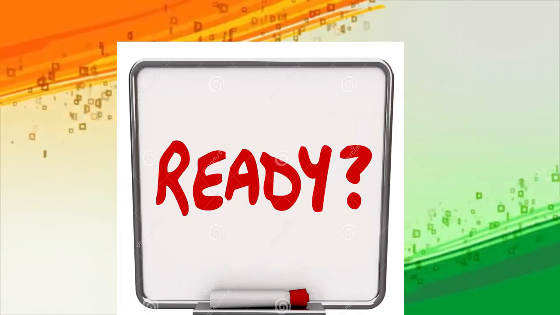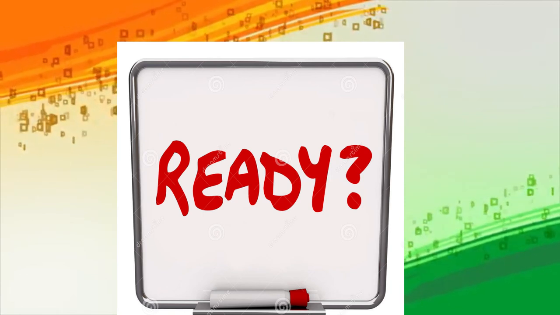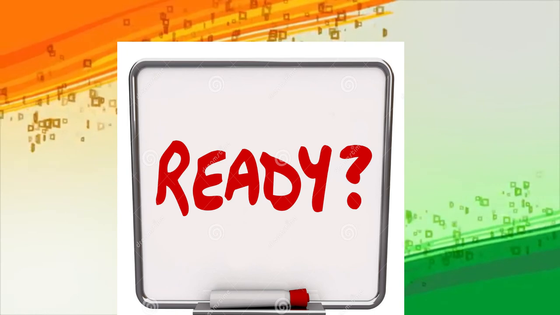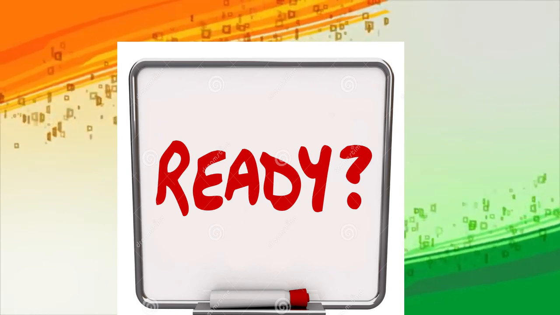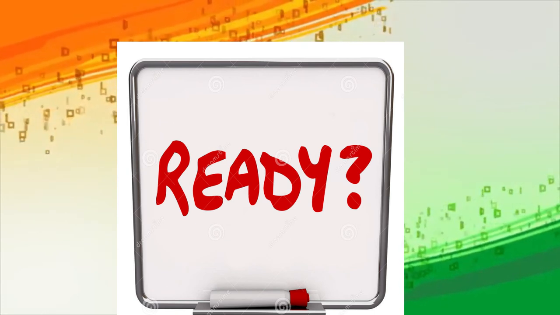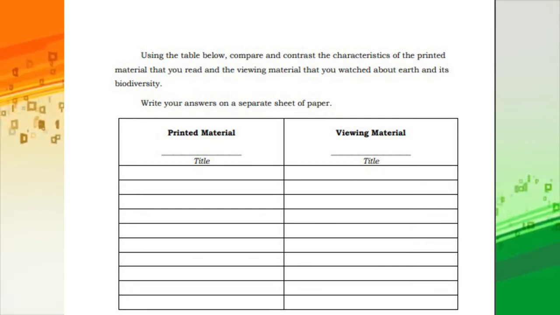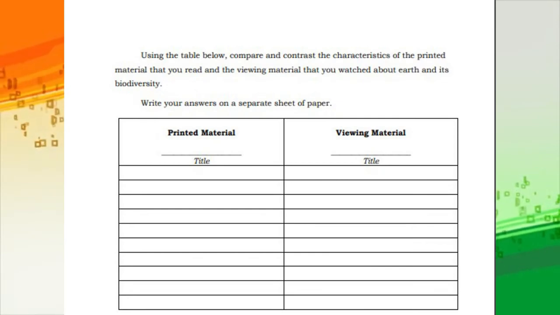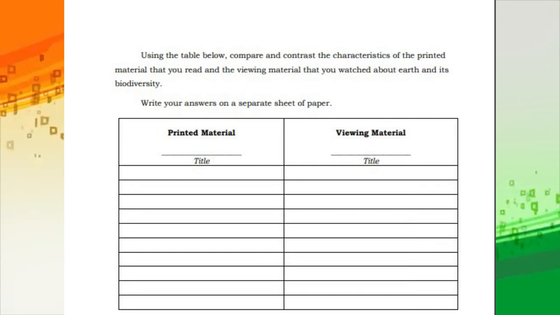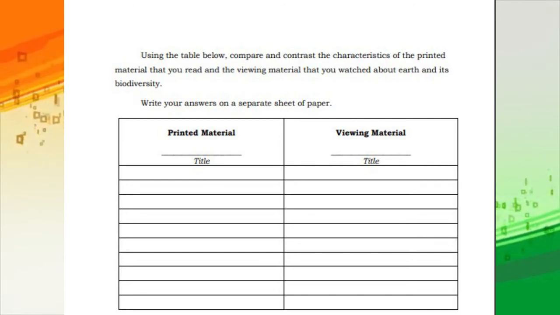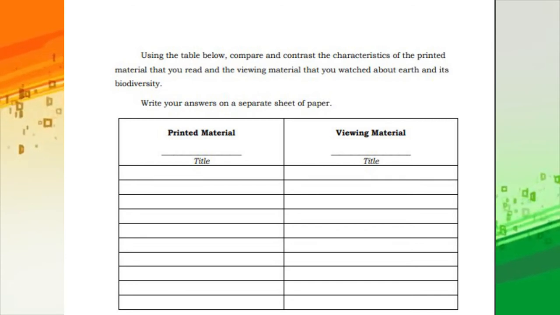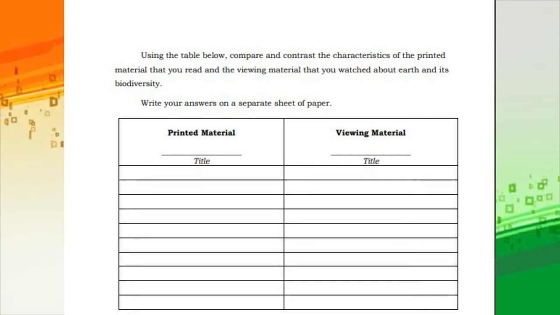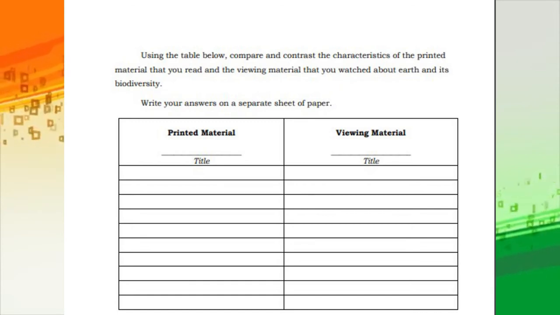If you have done both, then you're ready to answer this activity. If not, you may search it on YouTube or read any printed material about it. For your activity, using the table below, compare and contrast the characteristics of the printed material that you read and the viewing material that you watch about Earth and its biodiversity. Write your answers on a separate sheet of paper.